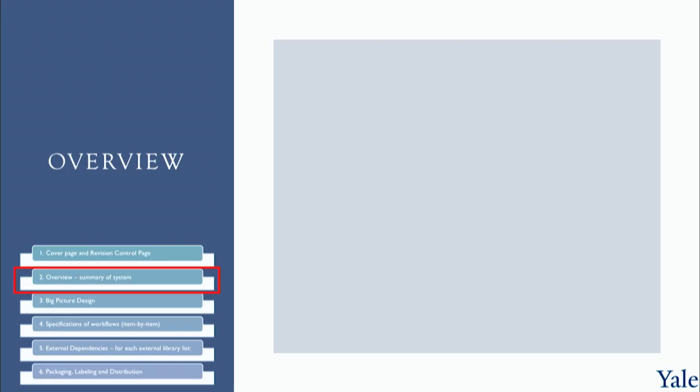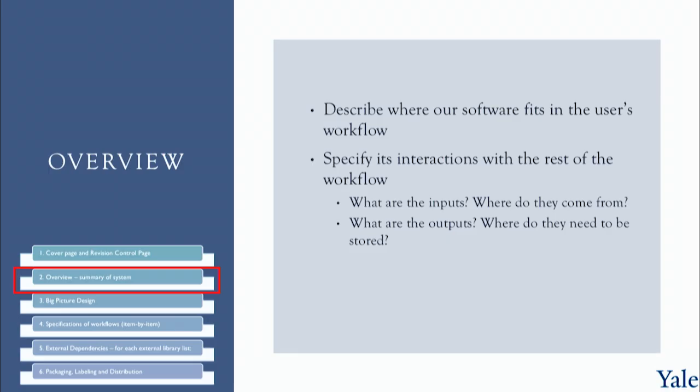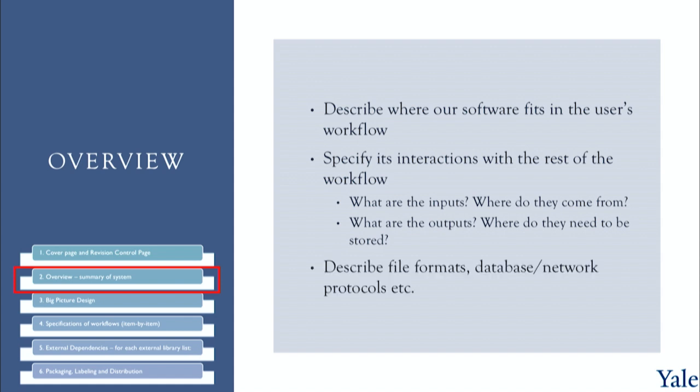We have the overview, the summary of the system. We describe where our software fits in the user's workflow. We specify its interactions with the rest of the workflow. What are the inputs? Where do they come from? What are the outputs? Where do they need to be stored? And we describe things like file formats, database and network protocols, and all the things that specify the outside box, effectively, in which our software fits.